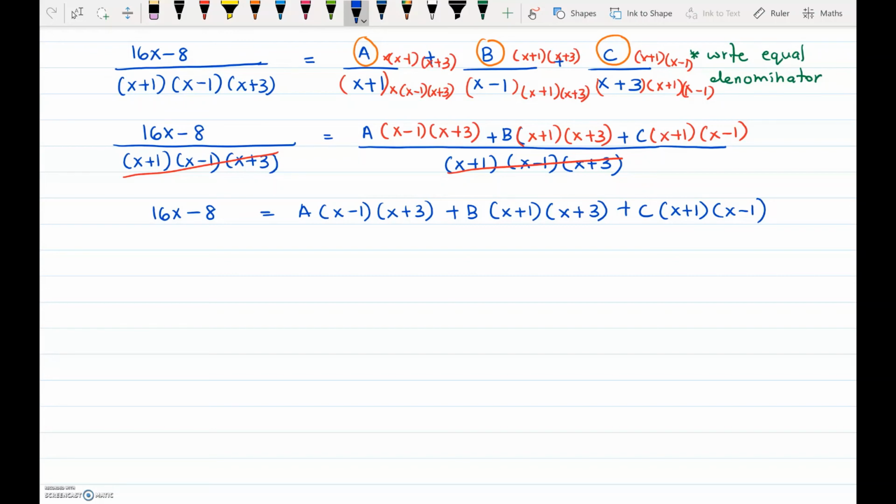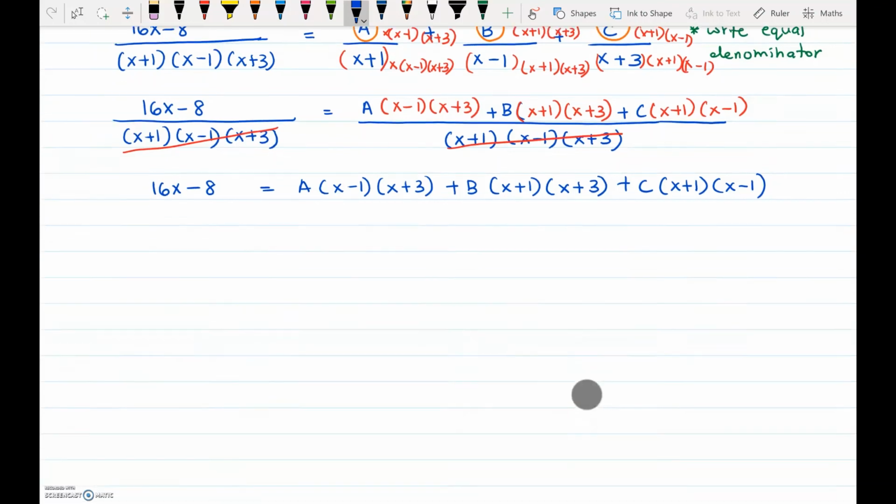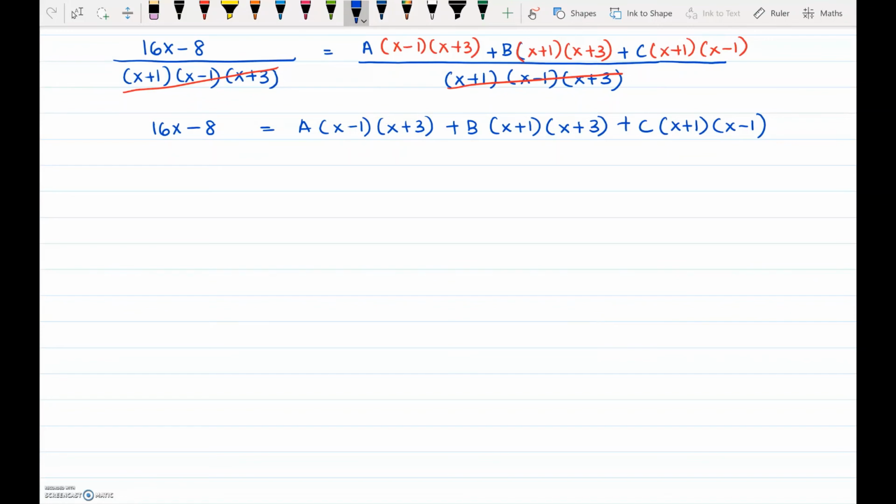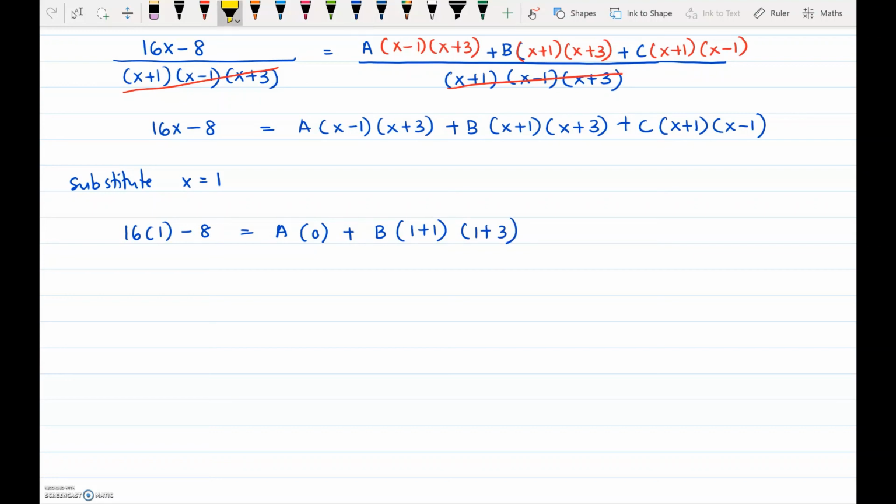Okay, next step is we want to find the values of a, b, and c by substituting suitable values of x, so that we can eliminate one or two of the factors. Let's say we choose to eliminate the factor x - 1, for example. We will substitute x = 1, so 1 - 1 will be equal to 0. So substitute now, you will have 16 times 1 - 8 equals a times (1 - 1), which is 0, plus b times (1 + 1)(1 + 3).